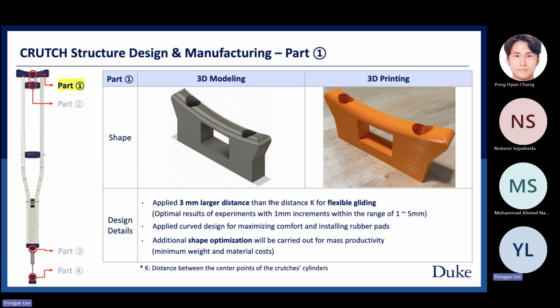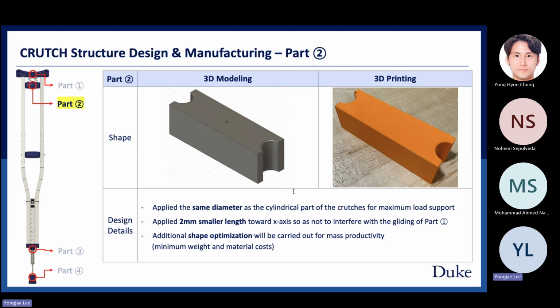After several experiments, comparing the distance between the two cylinders of the crutch, the optimal distance between the two holes was set to be 3 mm longer than this distance. In addition, since the upper part of Part 1 touches the user's armpit, a curved design is applied to increase the user's feeling and to apply the rubber pad. There is a square hole in the middle, and it requires additional shape optimization to minimize weight and material cost.